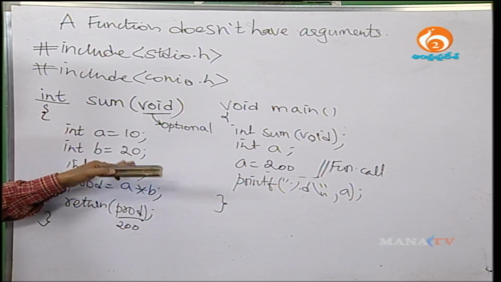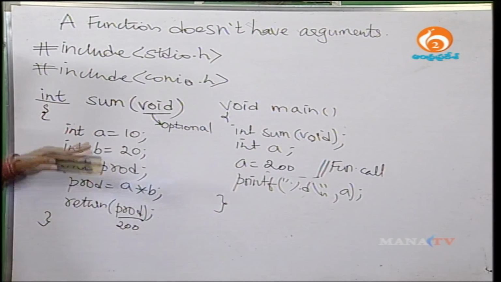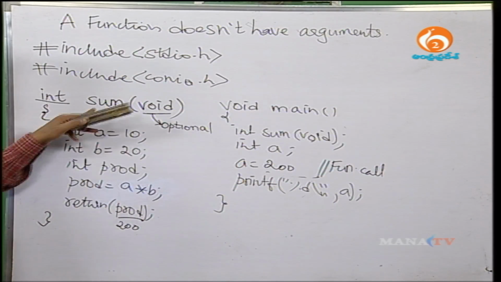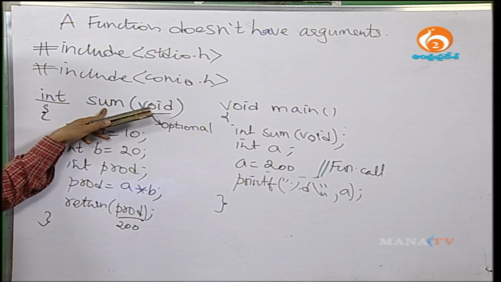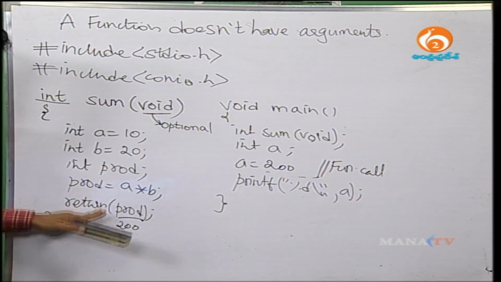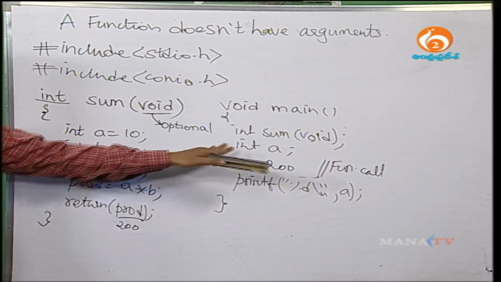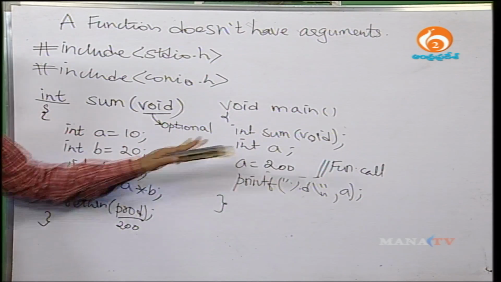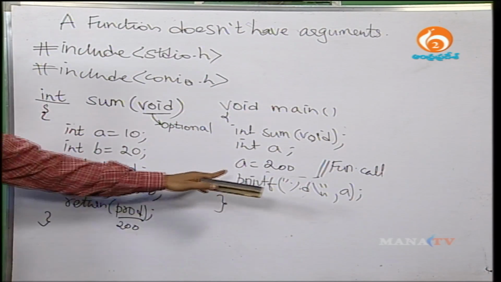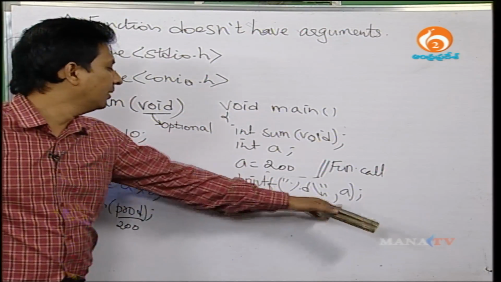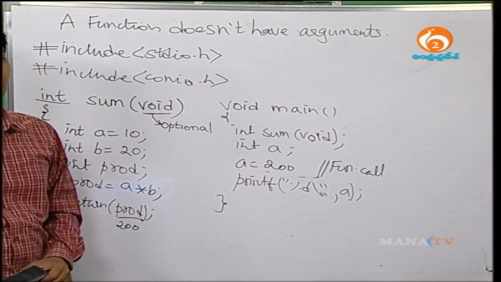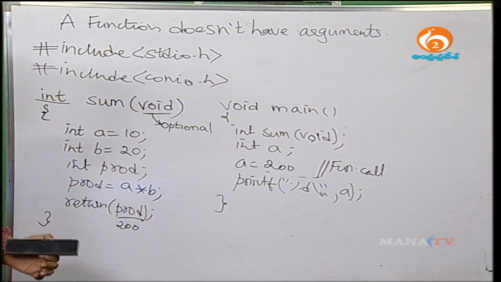These A and B will be lost because of scope; these are local to the sum function only. These values are not at all visible in this main function. Because we are returning, 200 is stored, and printf A means this value is displayed on the monitor.